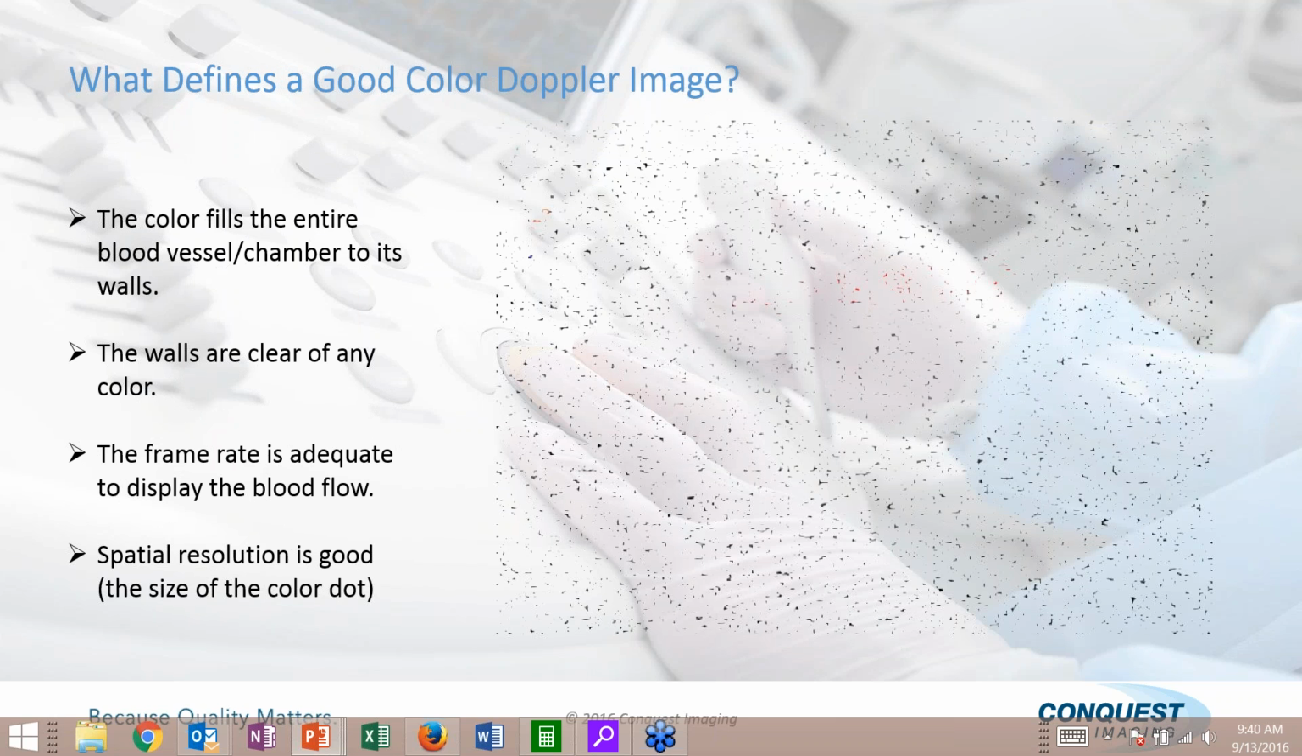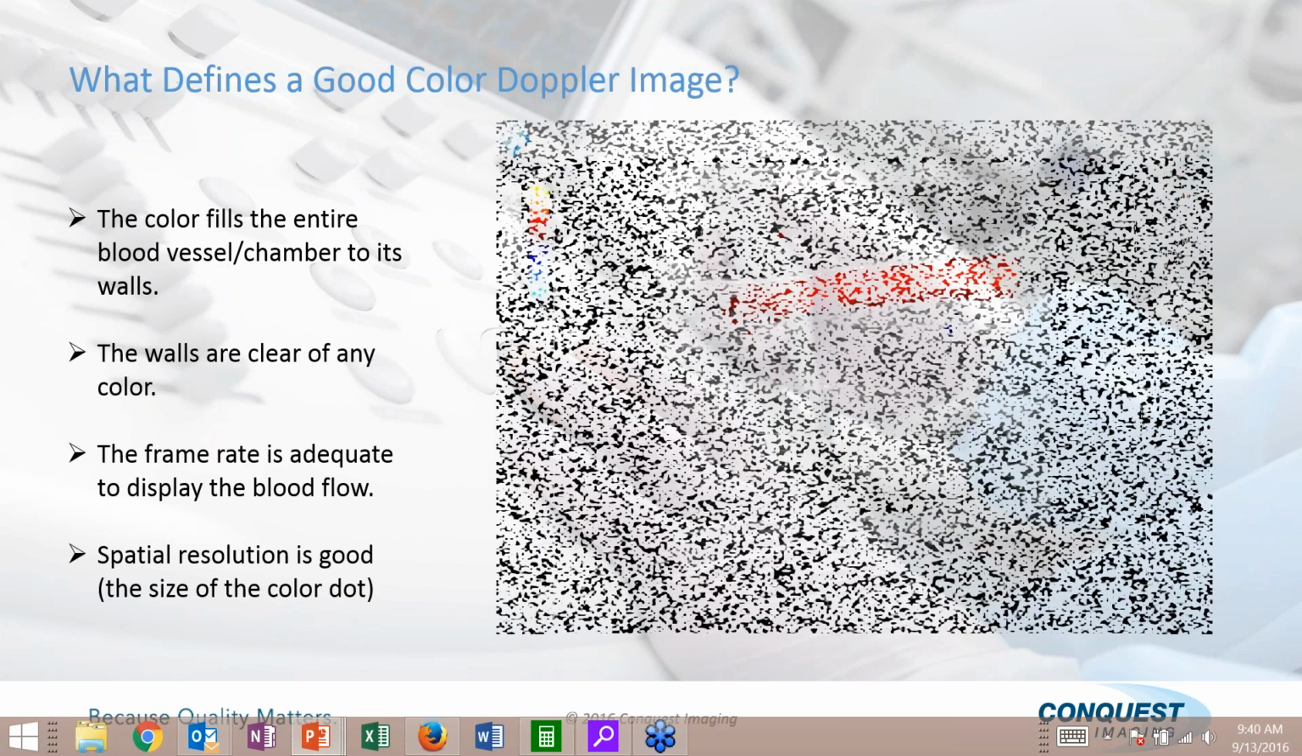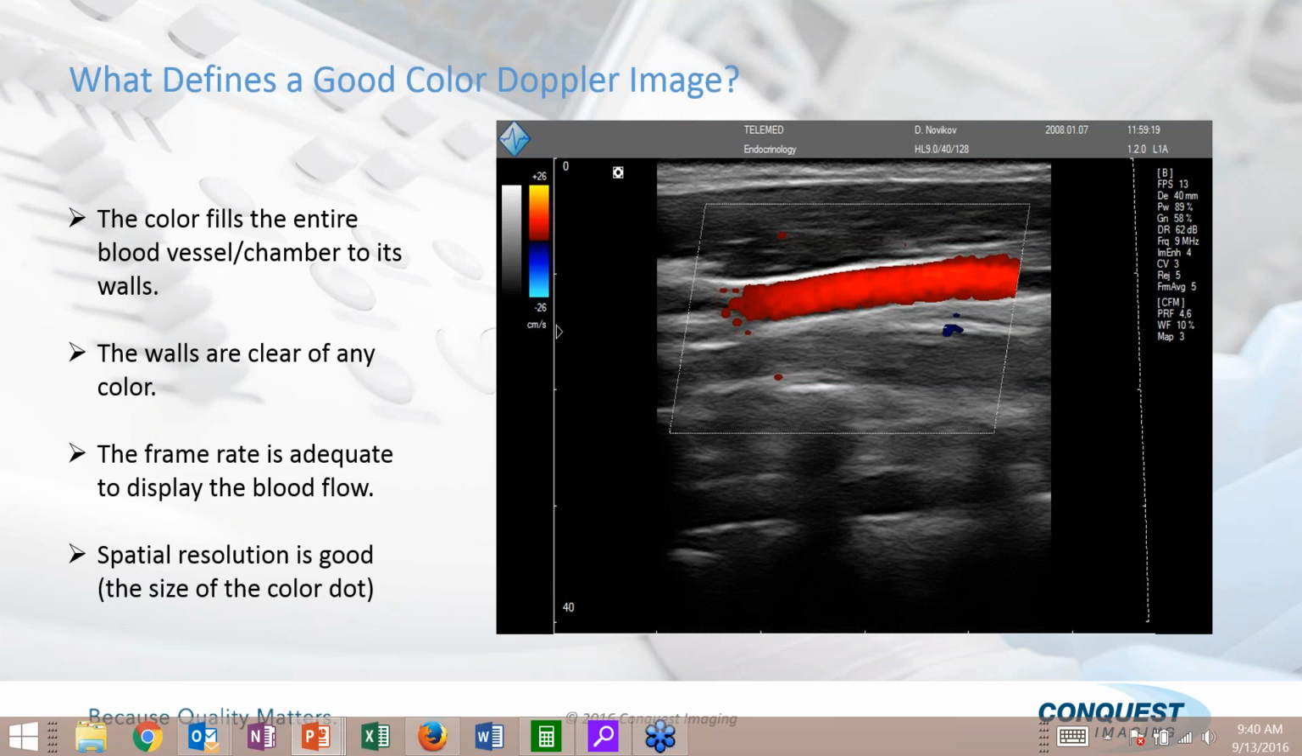So what defines a good color Doppler image? Well, we want the color to fill the entire blood vessel. We want the walls clear of any color. We want adequate frame rate, and frame rate is how fast the system is scanning. And we want good spatial resolution, which means we have small color dots or pixels.